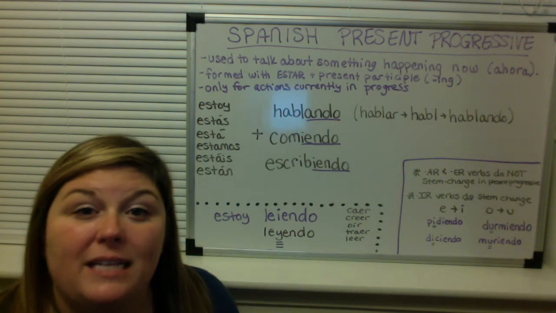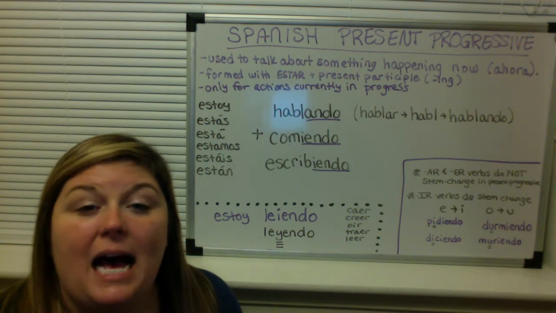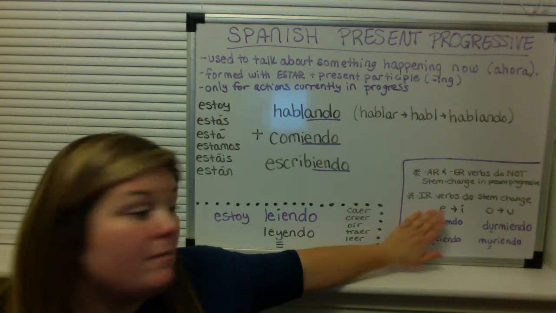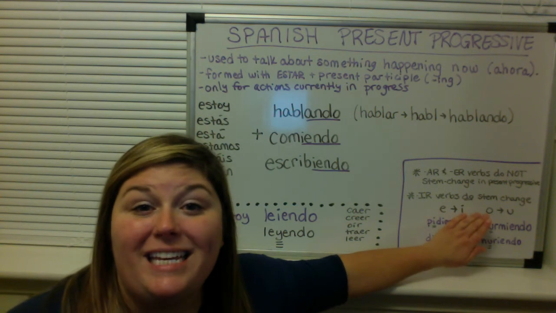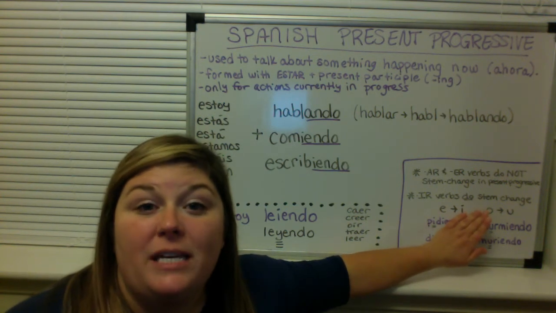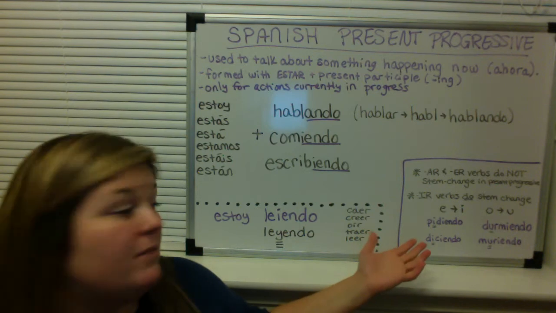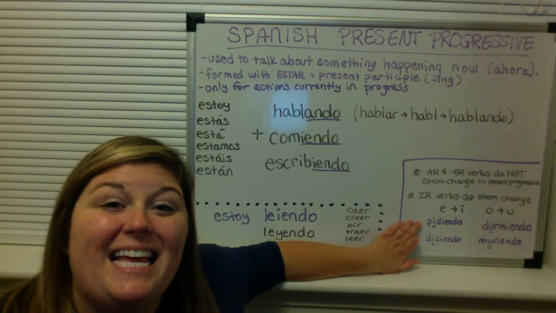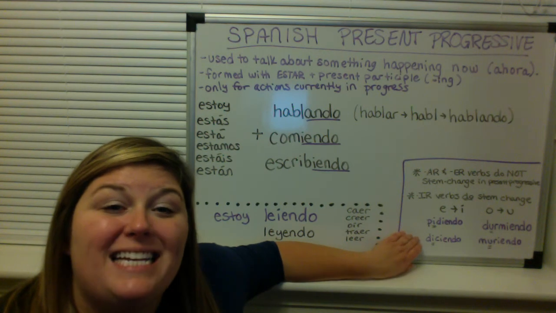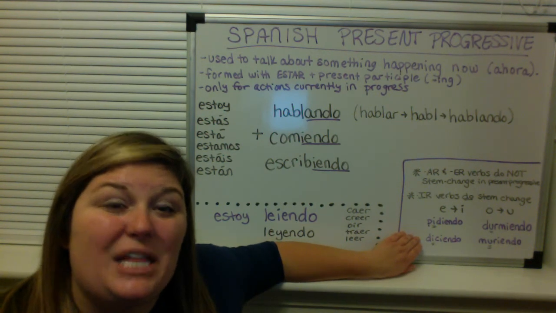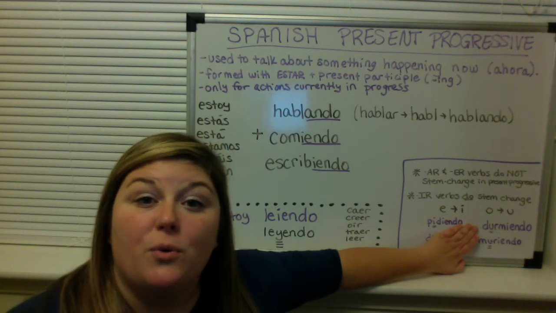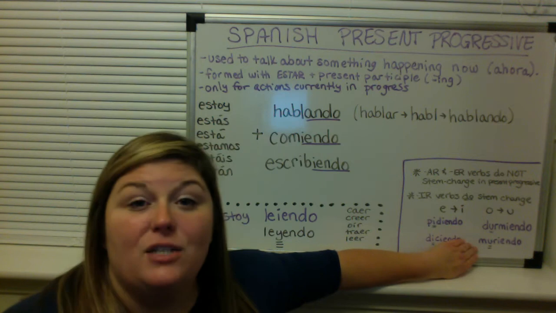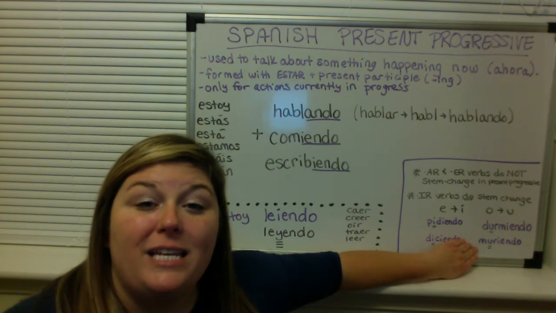So if it's normally an E to IE or E to I stem changer, you're going to go with E to I. That's your only option. If it's normally an O to UE stem changer, instead of UE, it's just going to be U. So I have a couple of examples here. The verb pedir, see, would be pidiendo. The verb decir would be diciendo. Dormir, the verb would be durmiendo. And morir would be muriendo.